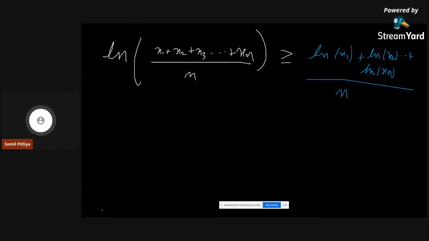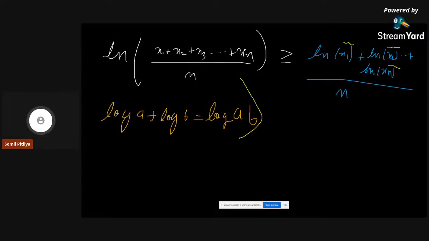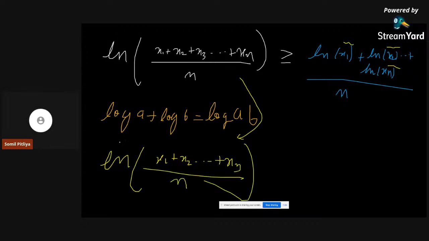Okay, so now I will just use the basic property of log, that is, log of a plus log of b is log of ab. We'll use this property here. So here all the xi's will get multiplied to form a single ln. Okay, so what I get from here is the ln of (x1 plus x2 till xn) upon n.